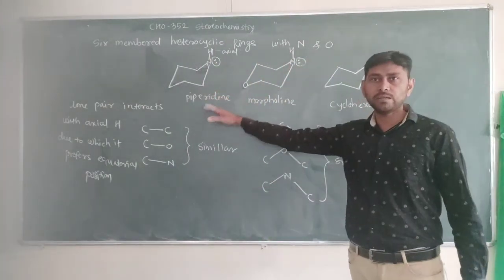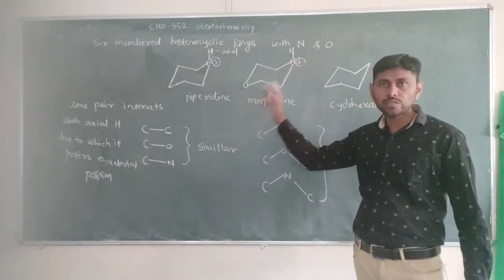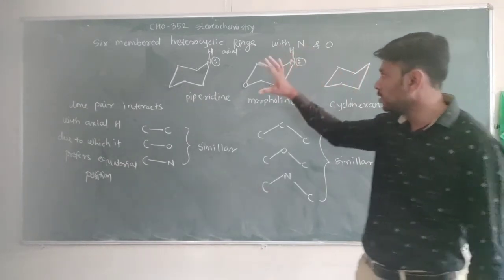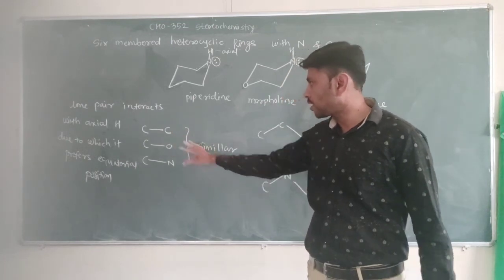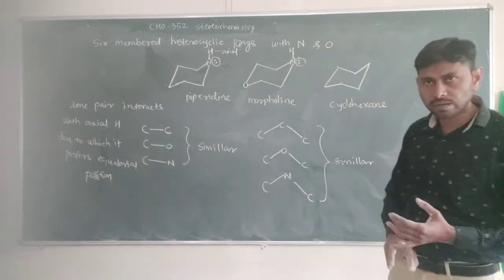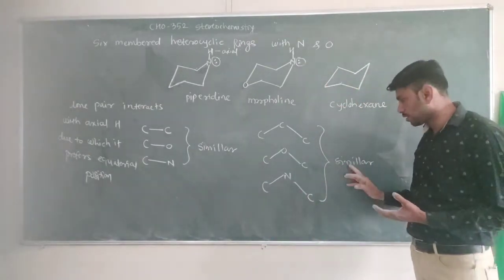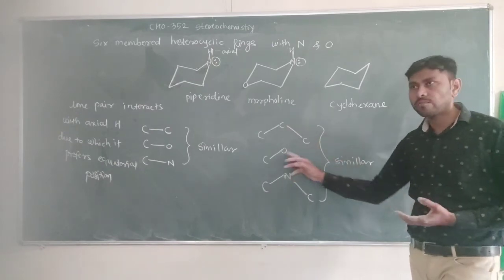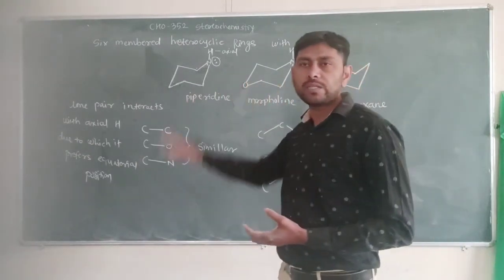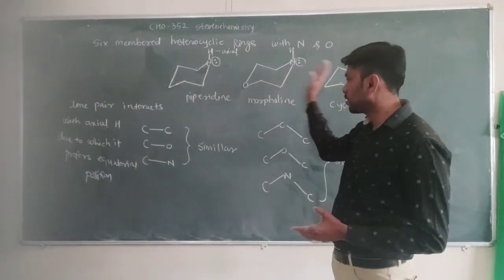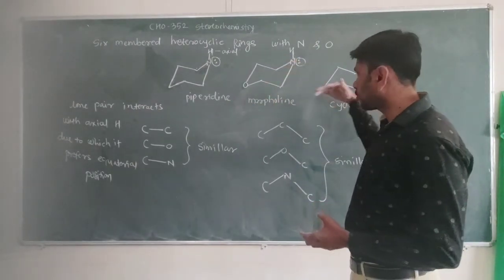These are generally piperidine, where nitrogen is there, and morpholine, which contains nitrogen and oxygen, and see here the cyclohexane ring. In these three rings, the bond lengths are nearly similar for carbon-carbon, carbon-oxygen and carbon-nitrogen. Similarly, the bond angles are also similar. So there is no conformational difference between these three structures. They are similar to cyclohexane, so conformationally they are not different.